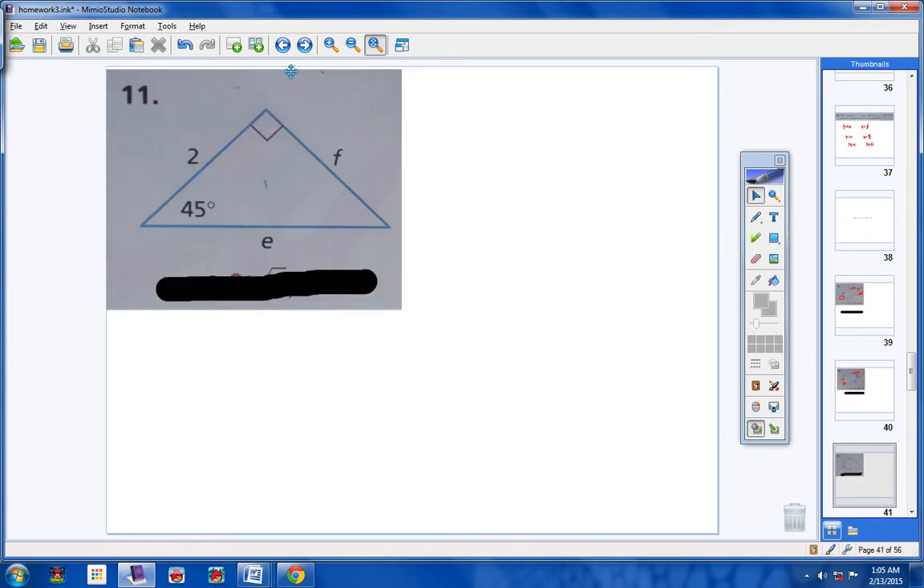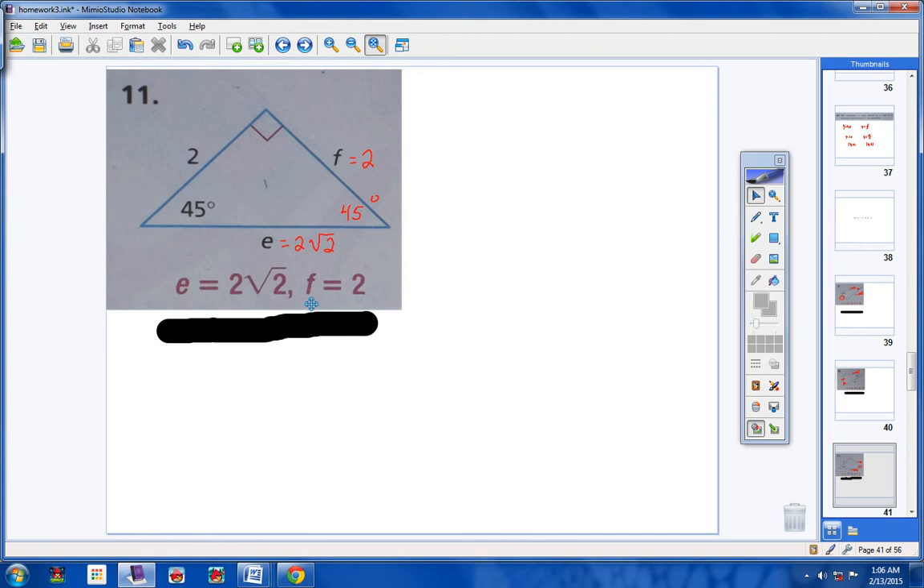Really simple, guys. Number 11, we have a 45, 45, 90 triangle. Remember, when dealing with 45, 45, 90 triangles, the legs are always congruent. So if this leg is 2, then this leg over here has to be 2. Then you take the leg and multiply it by the square root of 2, and that will give you the hypotenuse. So the leg is 2, multiply that by square root of 2, and the hypotenuse is 2 square root of 2.